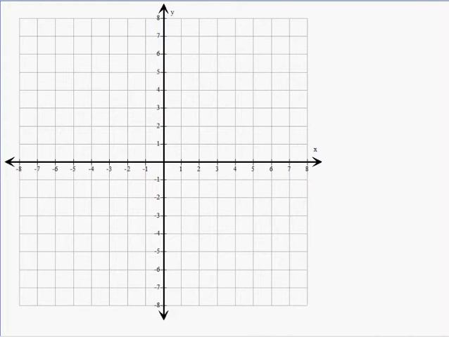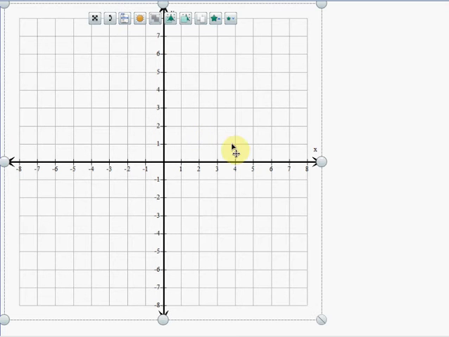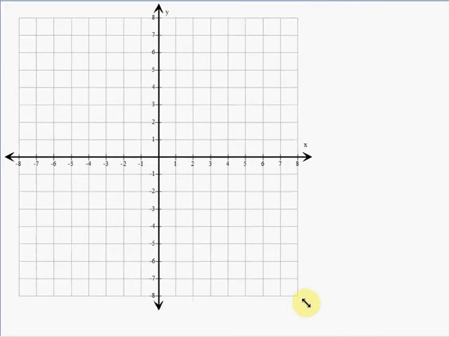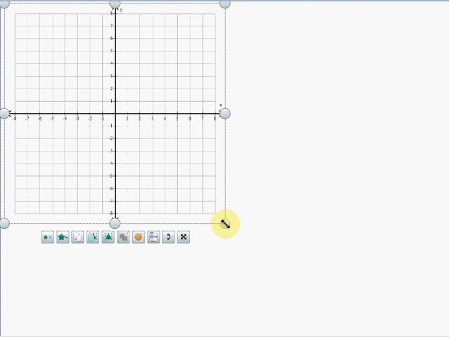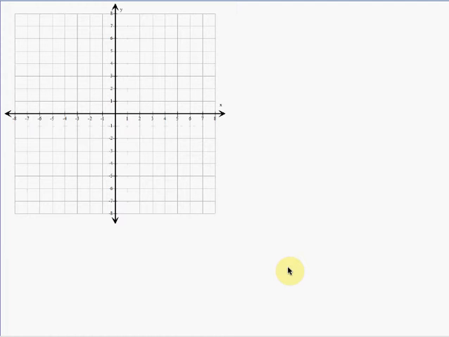Alright, so we are about to graph some linear inequalities. Good stuff here. Alright, so I'm going to make my graph a little bit smaller, if I can figure out how to do that. Oh, there we go. I think you guys can still see that, and it'll give me more room to work.